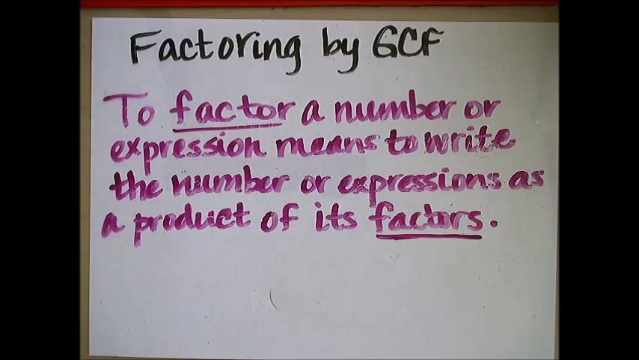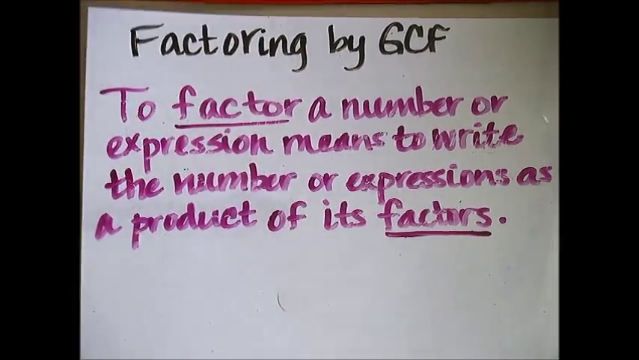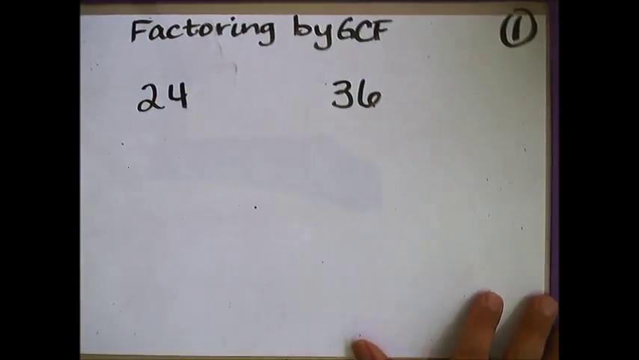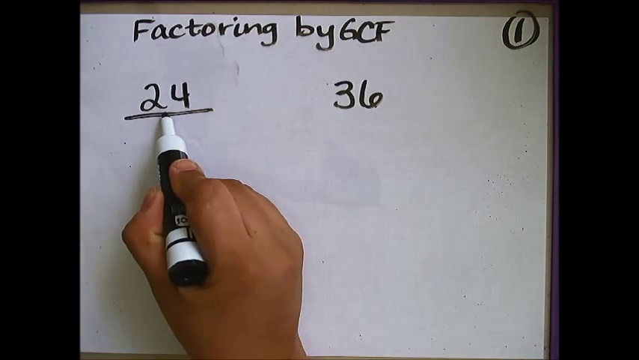So the definition, so that you recognize, is that to factor a number or expression means to write the number or expression as a product of its factors. So to give you an example that helps you to understand this definition, I want to show you first with numbers. And I took the numbers 24 and 36. And I want to factor these out.